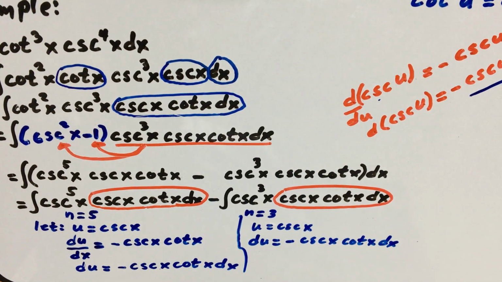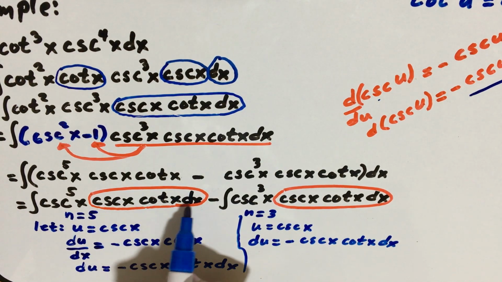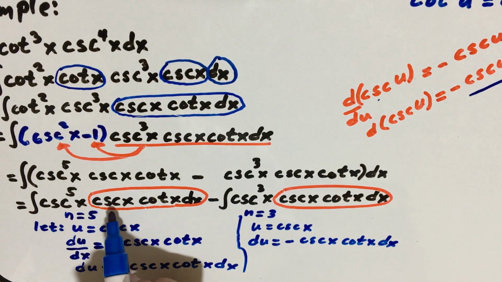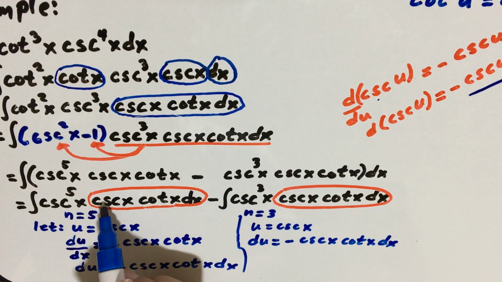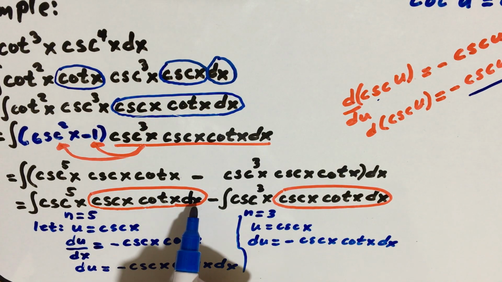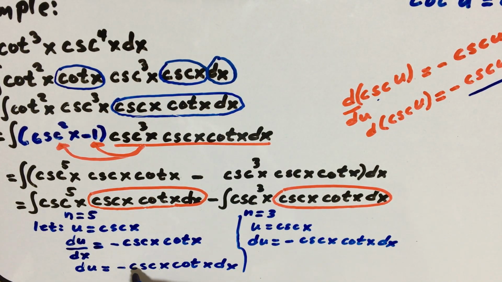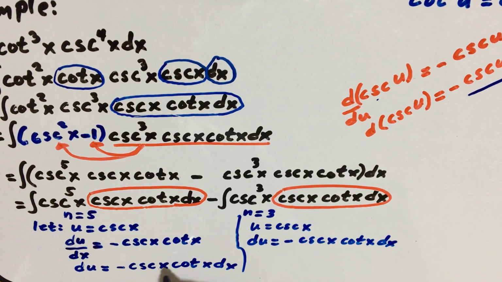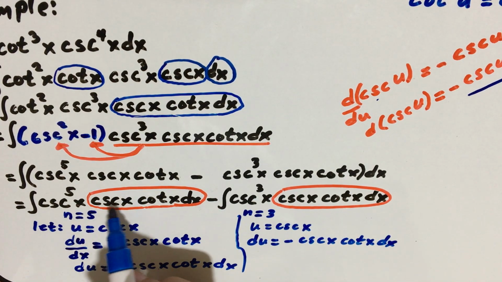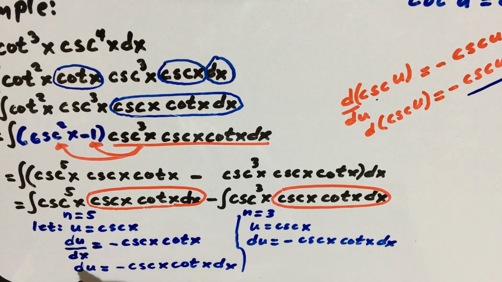Alright, but what we are looking for here is cosecant x cotangent x dx. If this is our u and this is our du, so this is cosecant x cotangent x dx. Since this is negative, we have to produce something positive, the same as this one. So we multiply both sides of this equation by -1.